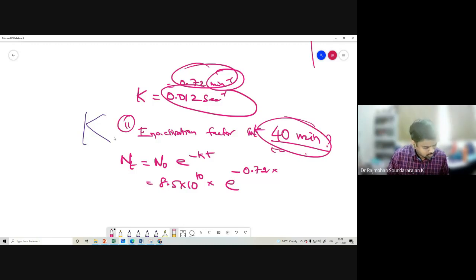If you are substituting k in second inverse, you should enter your time in seconds also. Okay, so the question is about 40 minutes or 4 hours? Yeah, 40 minutes is the question. So you should write 40. That is important because minute inverse and minute get cancelled. Okay, so this will give us the value of Nt. So please substitute and tell me the value.